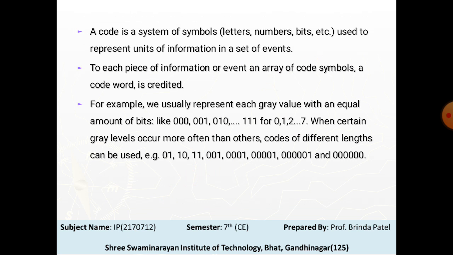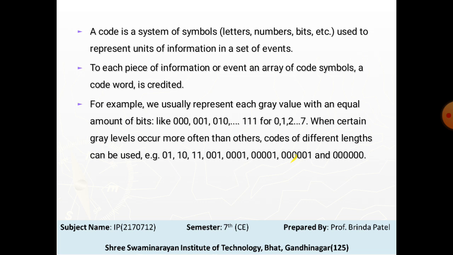So a code is a system of symbols, which contains letters, numbers or bits, used to represent units of information in a set of events. For each piece of information or event, an array of code symbols, a code word, is created. For example, we usually represent each gray value with an equal number of bits like 000, 001, 010 up to 111, which is the binary form of 0, 1, 2 up to 7.